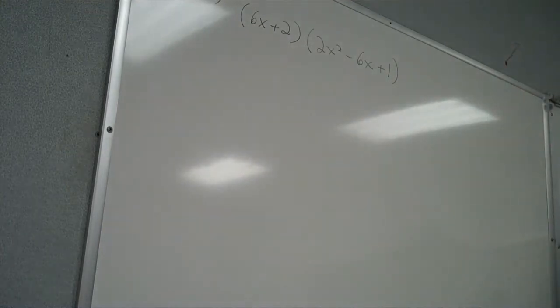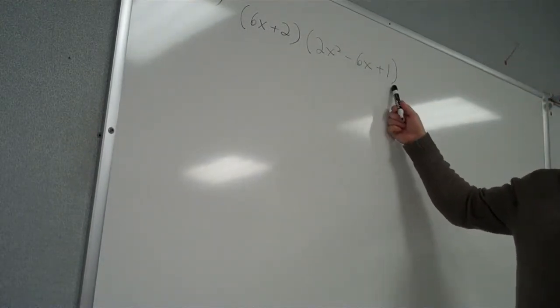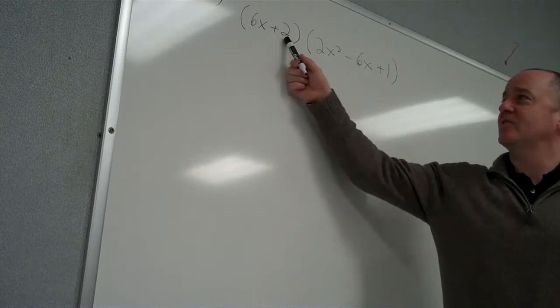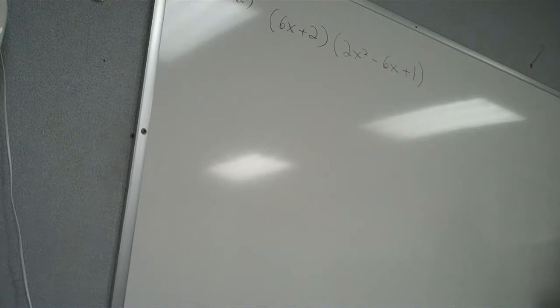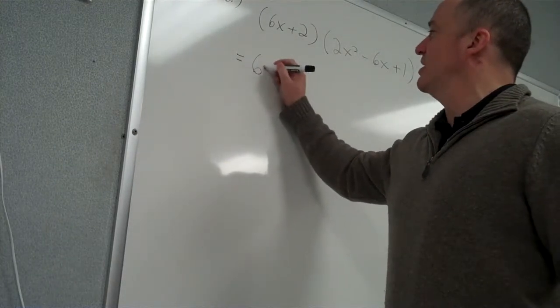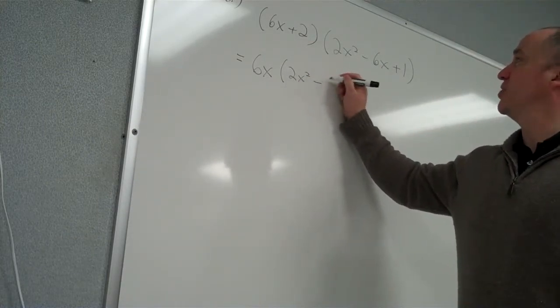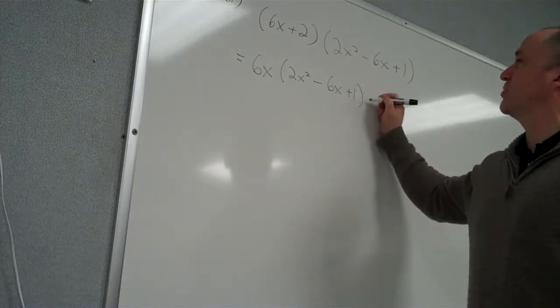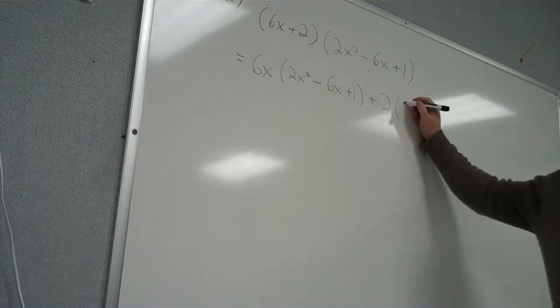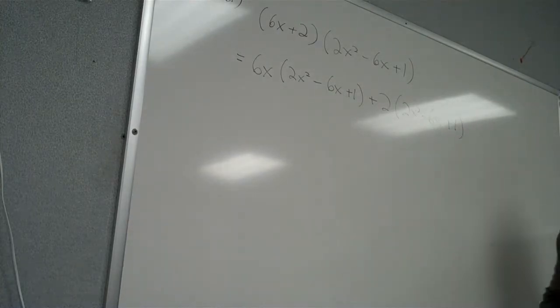Thank you. Okay, now, there are actually two ways to do this. You can multiply 6x plus 2 by each of these three terms, or you can multiply each of these two terms by 2x squared minus 6x plus 1. You should get the same answer either way. I think it's a little bit easier personally to do this. Take the 6x and multiply it by the 2x squared minus 6x plus 1, plus the 2 and multiply it by the 2x squared minus 6x plus 1.